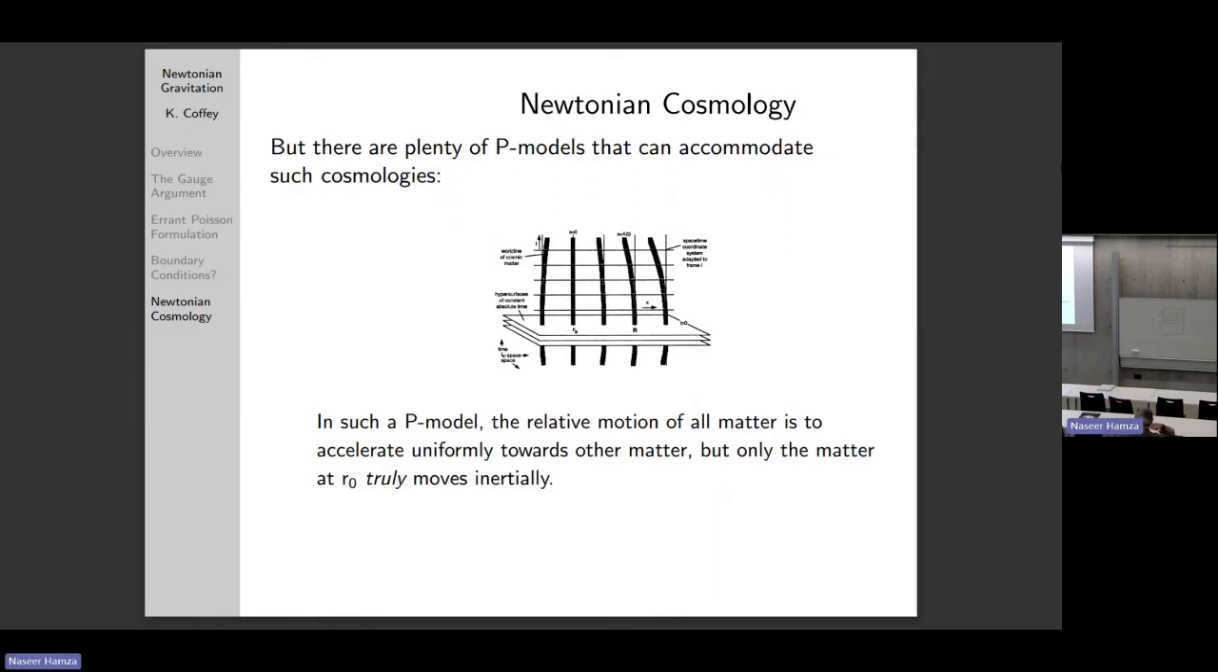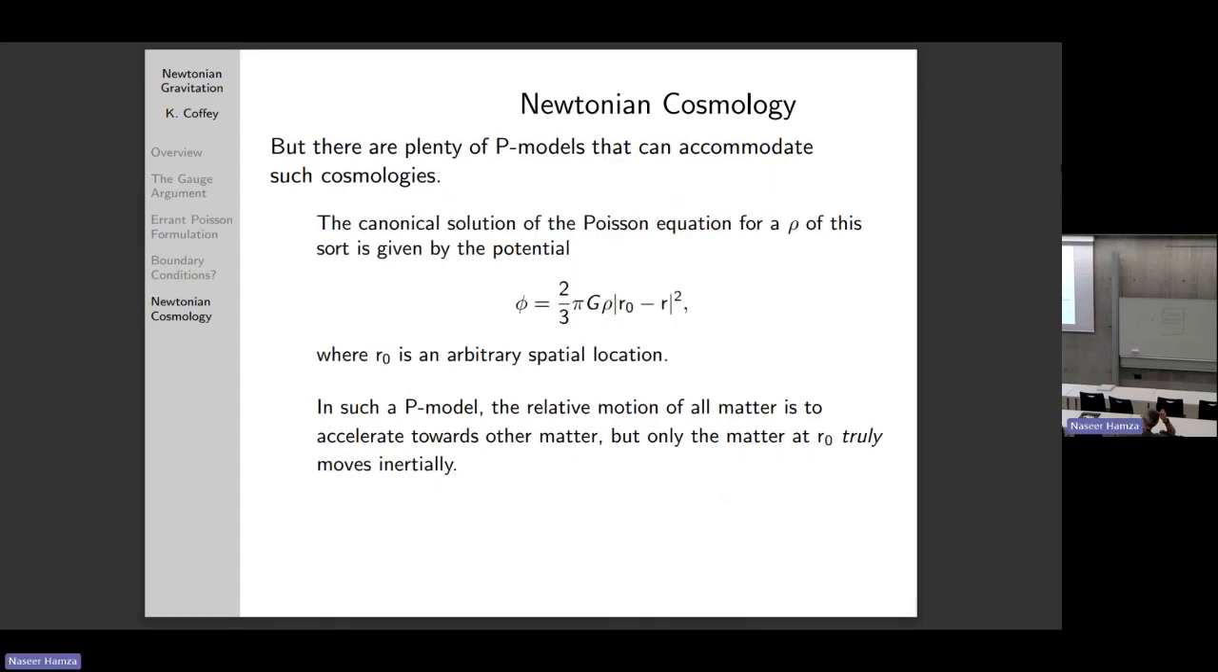Okay, let me just take the first question before I forget what I'm going to say about it. Yeah. So let me make that problem even worse, right? In this expression for the potential, R0 is entirely arbitrary, right?